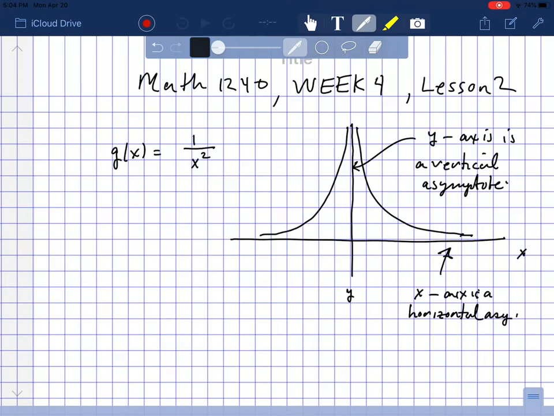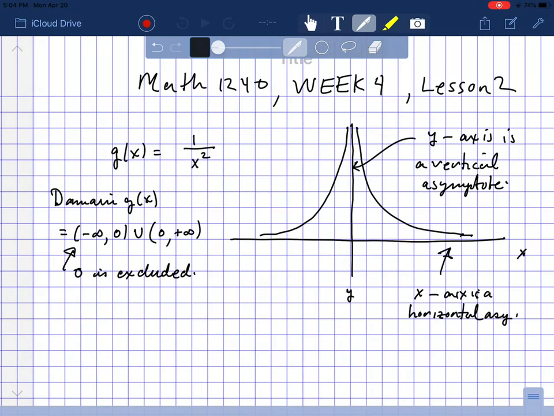All right. Notice also the domain of g of x is the set of all real numbers without 0, x equals 0. So this is equal to minus infinity to 0, union, again, the open interval from 0 to plus infinity. So 0 is excluded. Which makes sense because I can't divide 0 into 1.